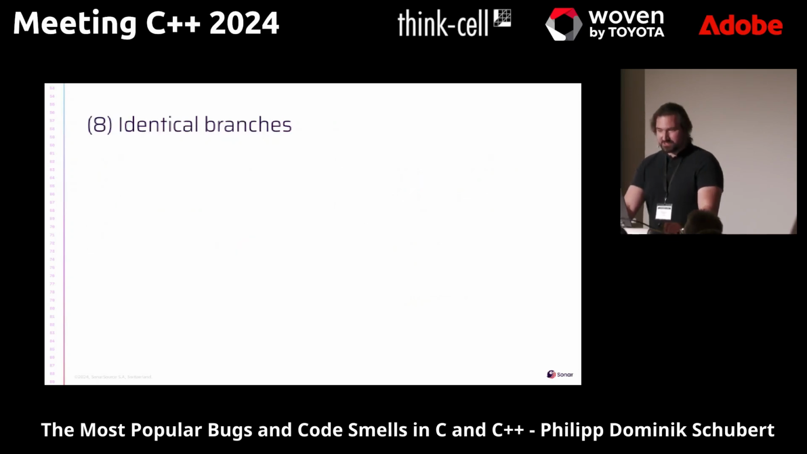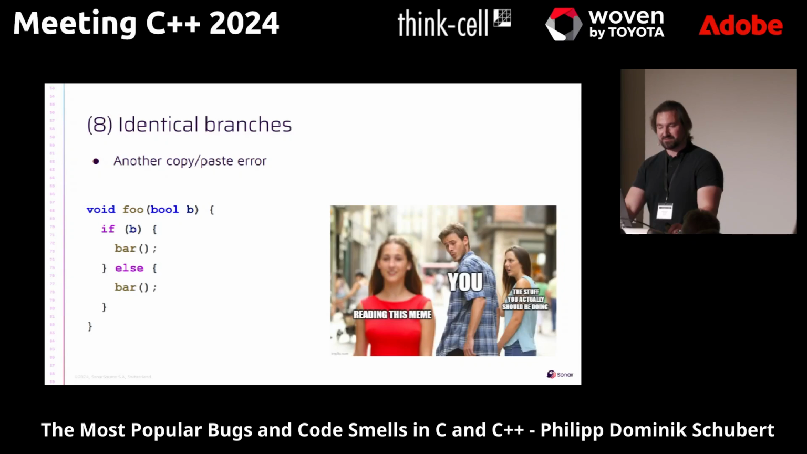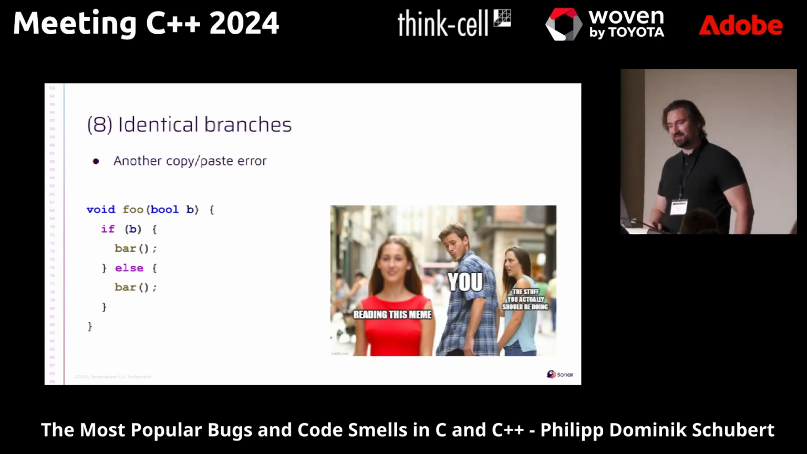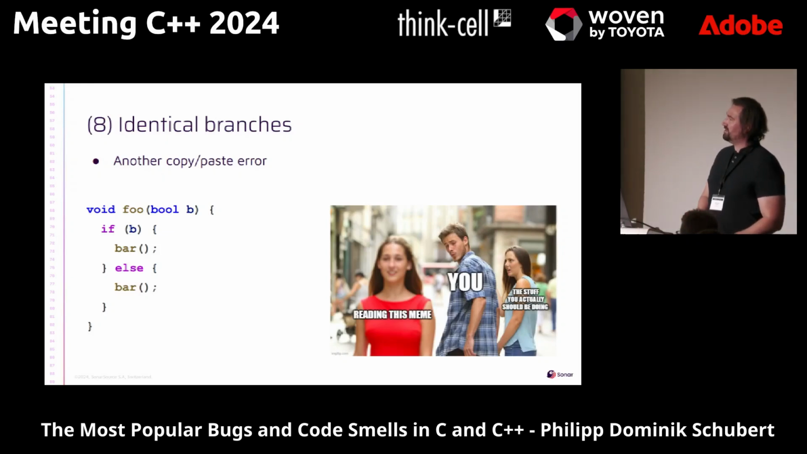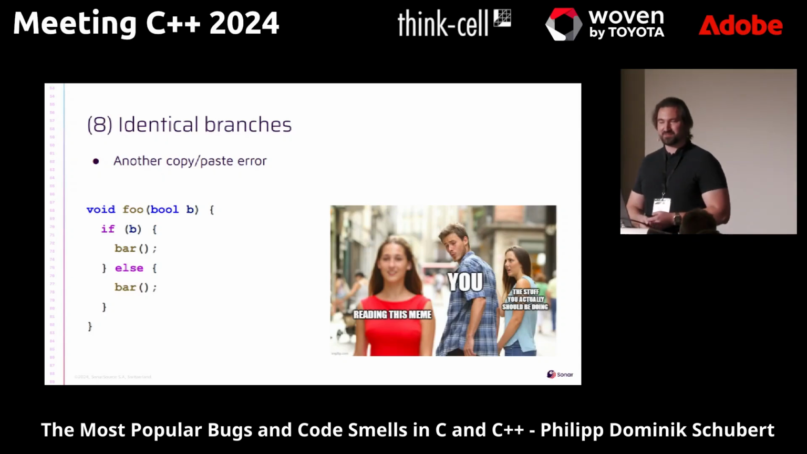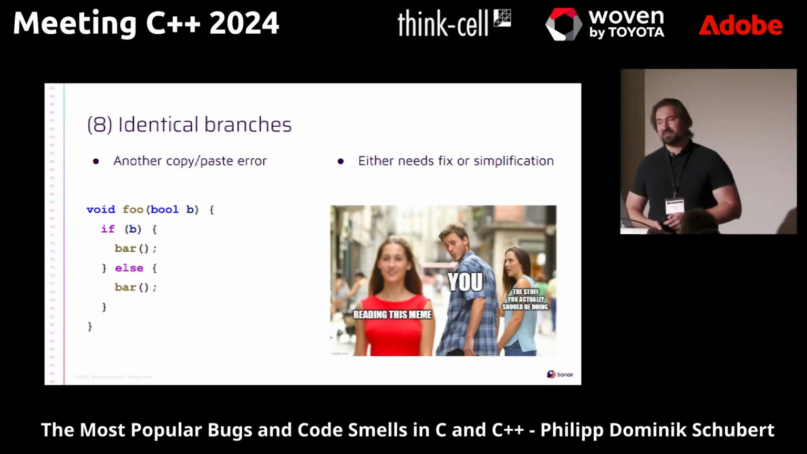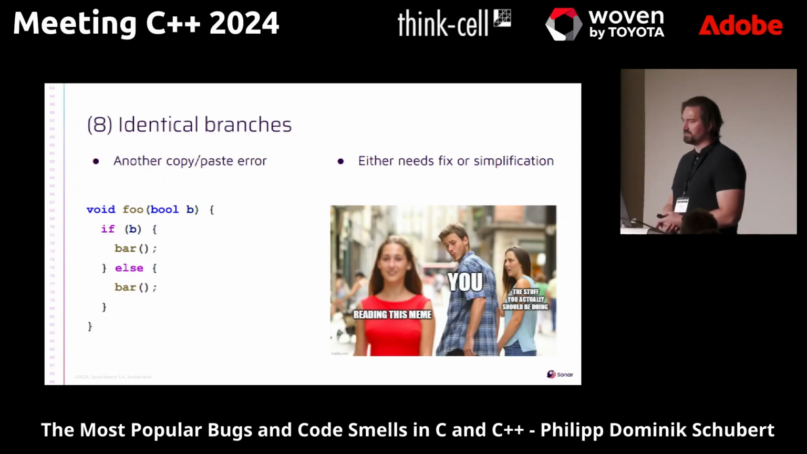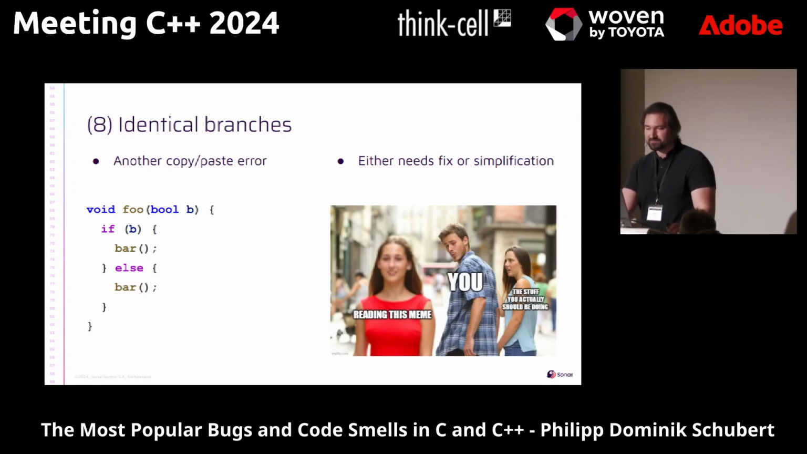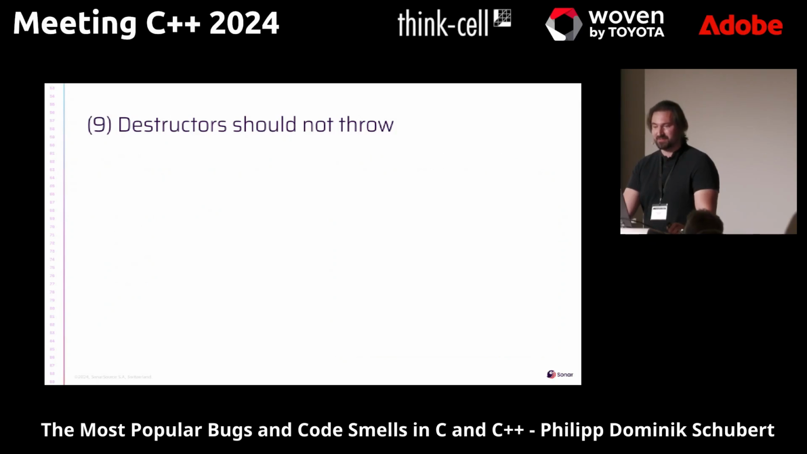So then identical branches, another copy and paste error similar to the logical expressions, right? We see that all the time where someone just copy pastes and then, yeah, you call bar in the if branch and also in the else branch. Well, that indicates some logic error, and you should probably just simplify your code and just call bar without checking weird conditionals that are never taken into account. And this can really be seen in practice. So that either needs a fix or a simplification. Yeah, again, developers with concentration levels that already hit rock bottom, and then you come up with that.